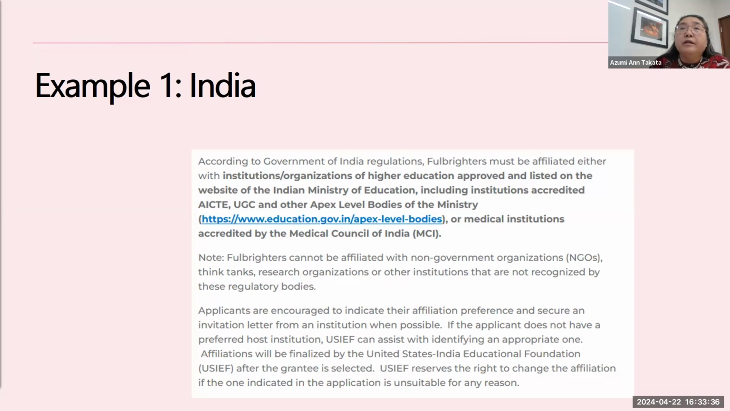to the list at the Ministry of Education that will give you a link to all of the institutions that are accredited. And again, finally, in the last paragraph, it says applicants are encouraged to indicate their affiliation preferences and secure an invitation letter from an institution when possible. So they would like to see a letter of invitation, but they also realize that may not always be possible. And as we saw before, it's letter recommended but not required at deadline. Okay. So let's go look at another example.